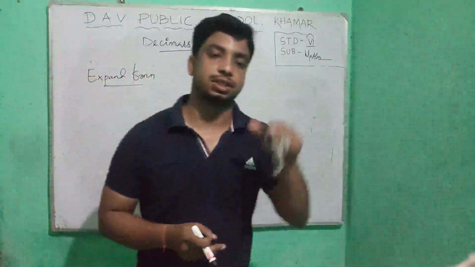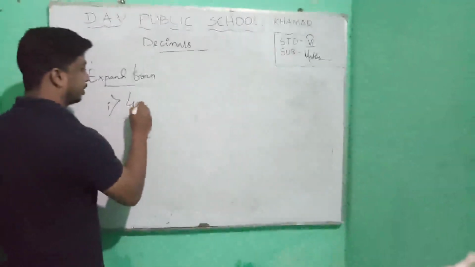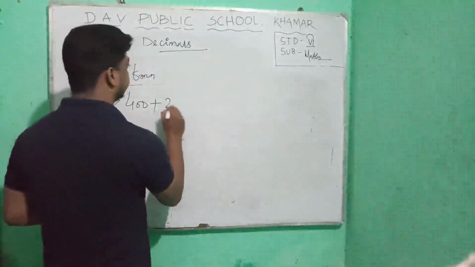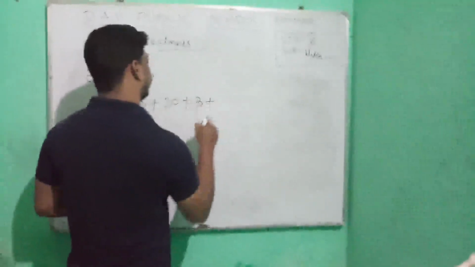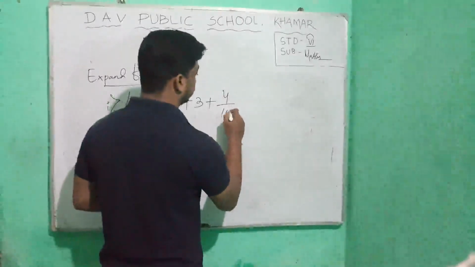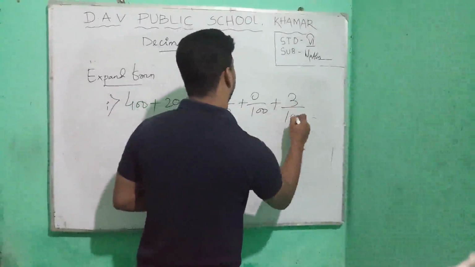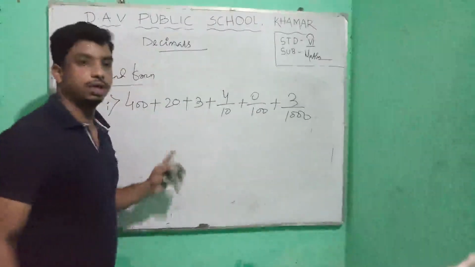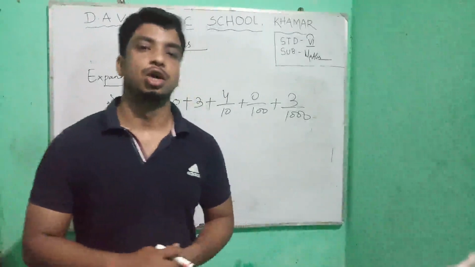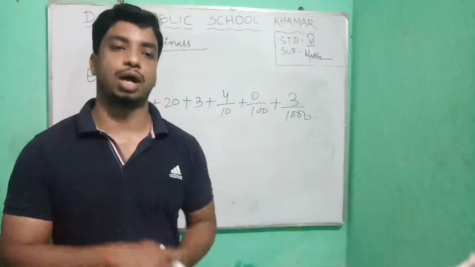So here is a question. 400 plus 20 plus 3 plus 4 by 10 plus 0 by 100 plus 3 by 1000. Okay, so here is a question. Write the following in the standard form of decimals. Also write them in words, both ways.